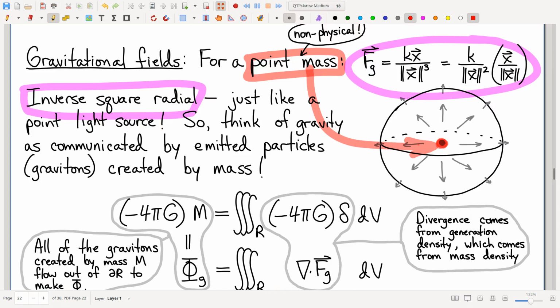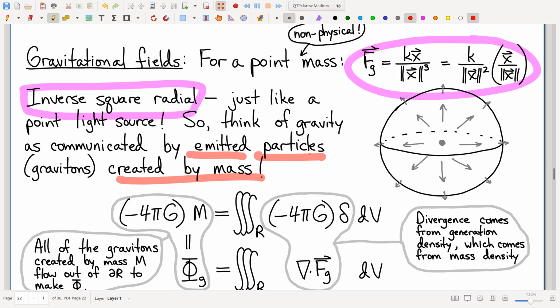So there is this theory out there that that's what gravity is. That gravity is communicated by mass creating and emitting particles. And these particles have been named gravitons. Now, this is just a theory, right? This doesn't prove anything, but man, it acts like this is true, right? Look at the formulas. Again, this doesn't prove anything, but it's very suspicious that it could be like this.